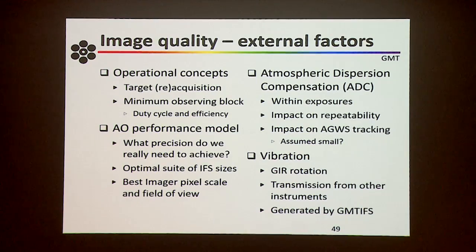We have to worry about atmospheric dispersion compensation, both within exposures and between exposures, and also the impact on repeatability. There's also a technical issue about the impact on the autoguide wavefront sensor as well. And then there's the nightmare of vibration, and I've seen how this can affect things badly when it's done wrong. We've got to worry about other instruments, the Gregorian instrument rotator table itself, transmission of vibration from other instruments, and what, of course, we actually generate within GMTIFS itself. So there's a vast array of all these factors that need to be kept in mind.